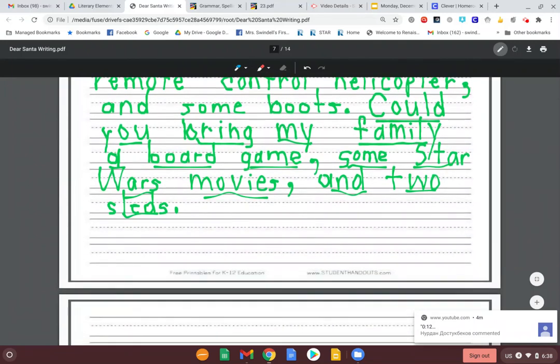So now at the very end of the letter, we have to thank Santa. We don't have our items yet, but we want to at least thank him for reading the letter. So we say thank. Ooh, there's our nk. Thank, and our th is at the beginning. Thank you.